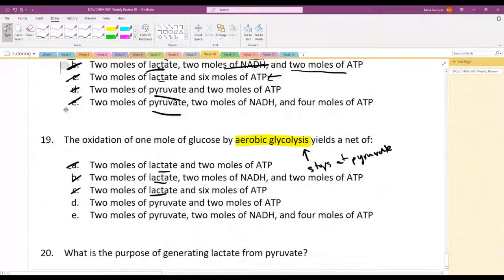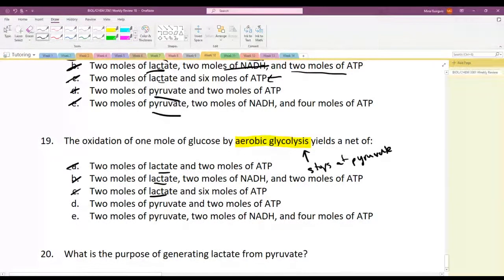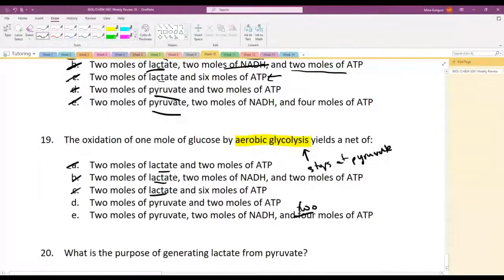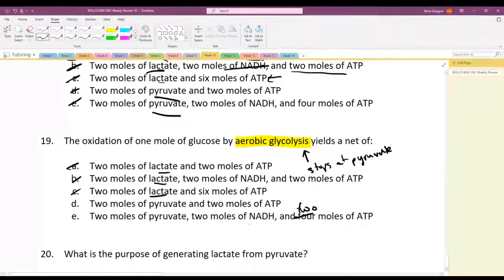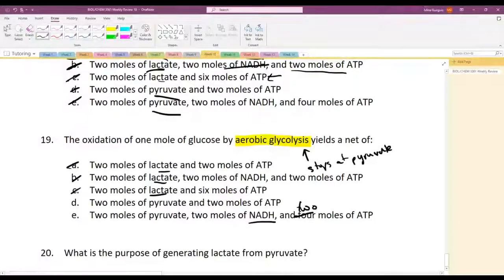Okay? All right. Aerobic glycolysis, I sincerely apologize. This should be a 2. That is a typo. All right. So aerobic glycolysis does not regenerate our NADH. So this needs to be present, which makes D wrong and E correct. Okay.